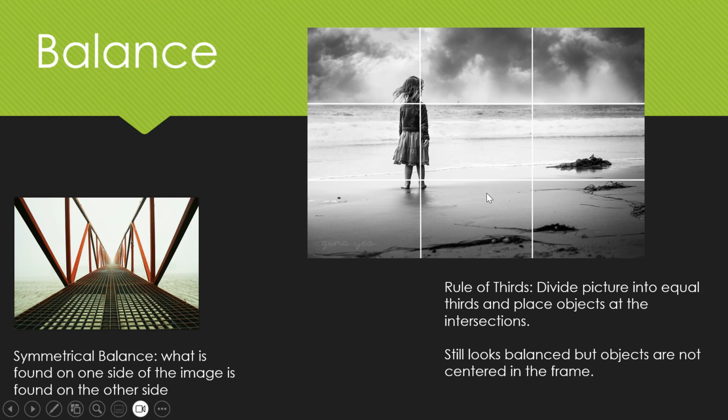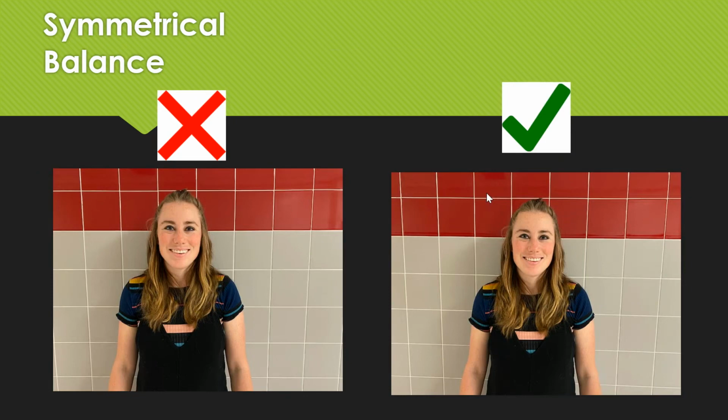But there are do's and don'ts to both of these. So let's take a look. For symmetrical balance, you want to make sure that the same amount of space, as I've said before, is on the right hand side and the left hand side. So if you look at this picture, I am not in the center of the frame. I am off to the left a little bit. So this is what you do not want to do.